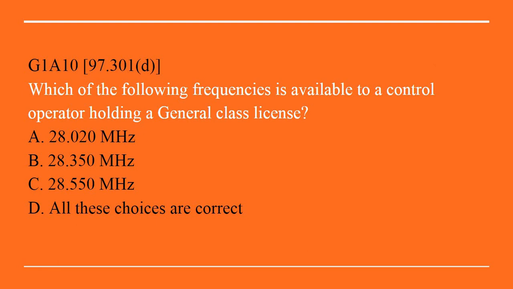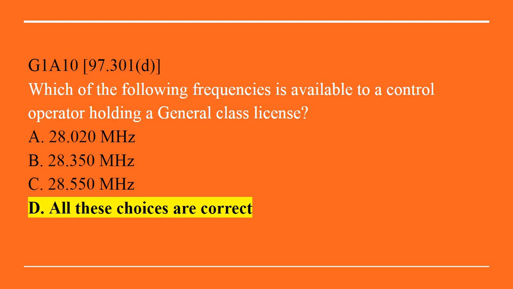G1A10, which of the following frequencies is available to a control operator holding a general class license? A. 28.020 MHz, B. 28.350 MHz, C. 28.550 MHz, or D. All of these choices are correct. Correct answer here is D. All of these choices are correct.